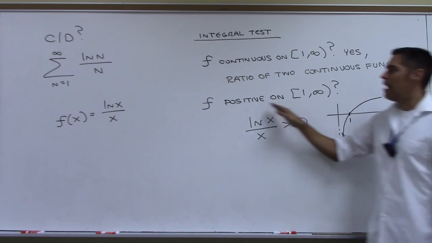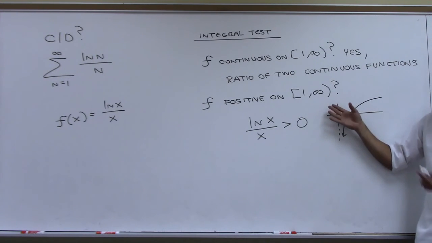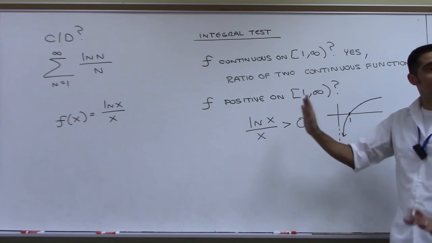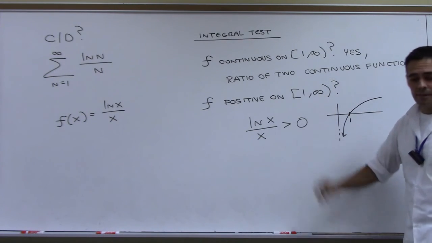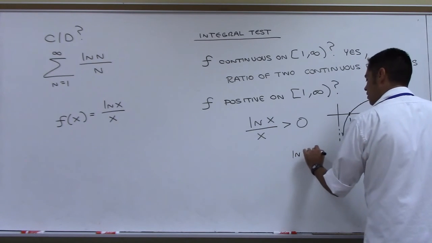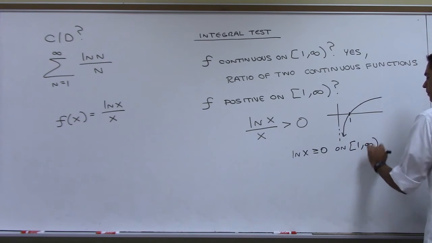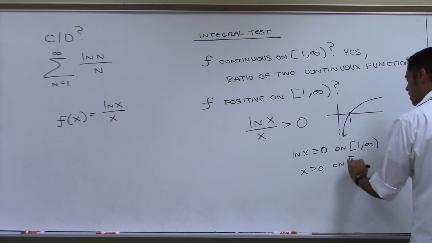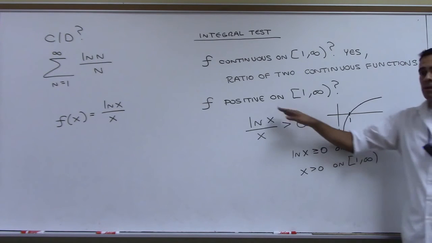So this condition of being positive on the interval, do you think I violated it by being not positive at one point? It turns out it's okay as long as after that it's positive. So we are still okay with this, all right? So this is checked because natural log of x is greater than or equal to 0 on 1 to infinity. That's that. And of course, x is greater than 0 on 1 to infinity. So if I take a positive number and divide it by a positive number, I get a positive number.